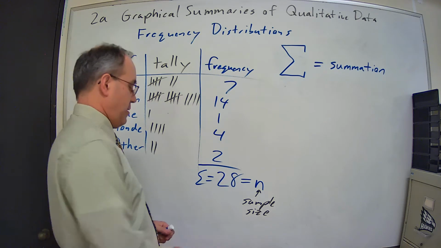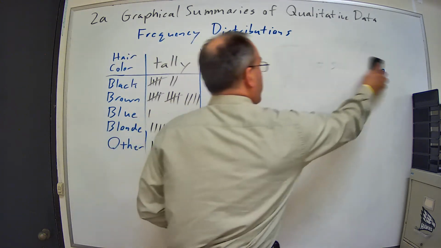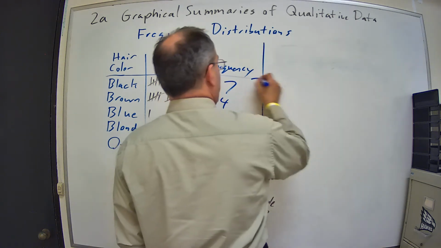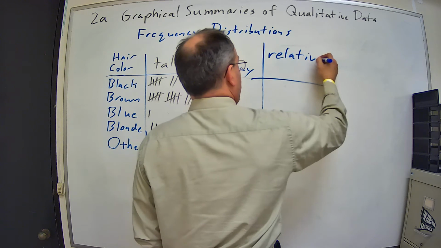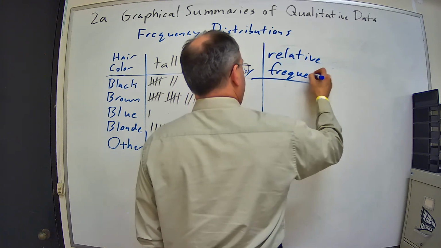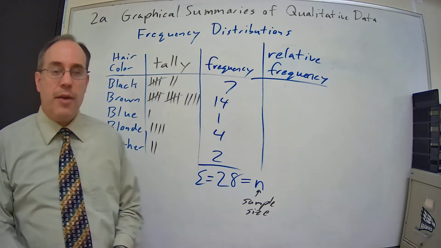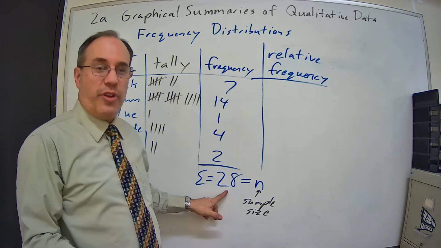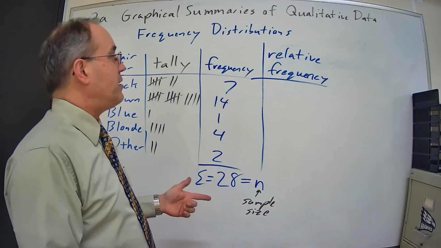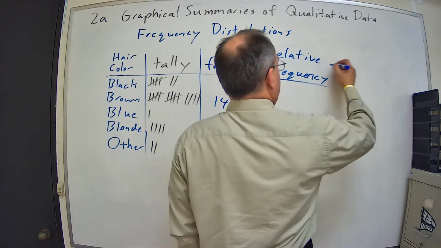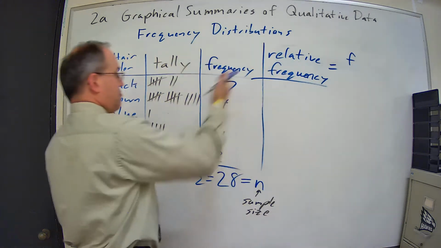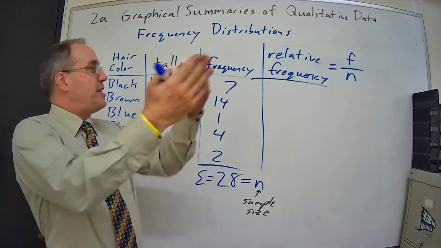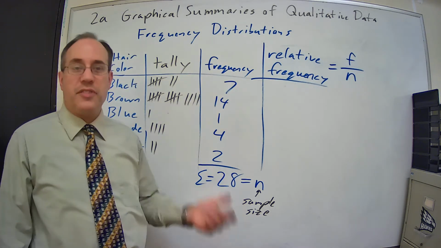How many people were involved in that? So what we're going to do is we're going to get rid of this summation symbol over here, and we're going to add another column. And that column is going to be the relative frequency. Relative frequency, meaning that we are going to relate that frequency to the total number of people involved, or the sample size. So the relative frequency is actually the frequency of a certain category divided by the sample size n. So relative frequency is just that ratio of the frequency to the sample size.